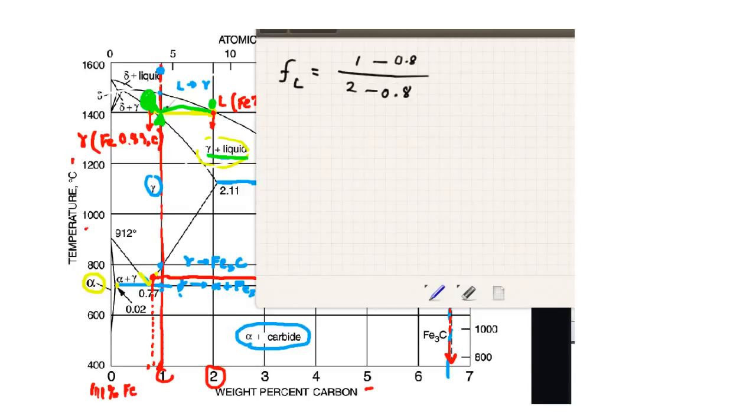This reduces to... Notice that the short part is not exactly intuitive. So it's 0.2 divided by 1.2, and that is equal to 1/6. That fraction is 1/6.